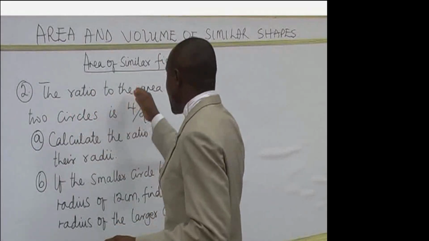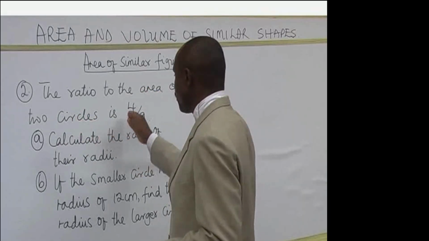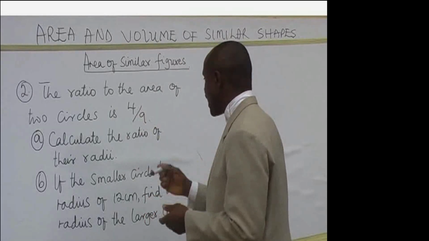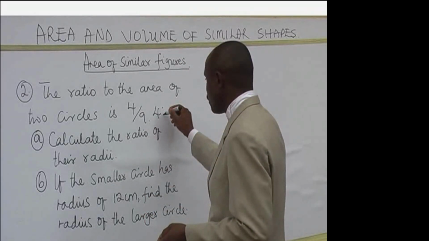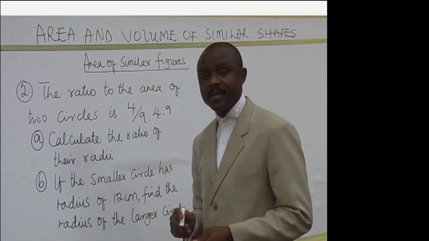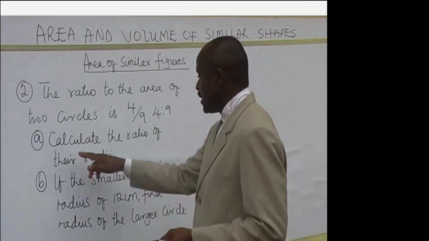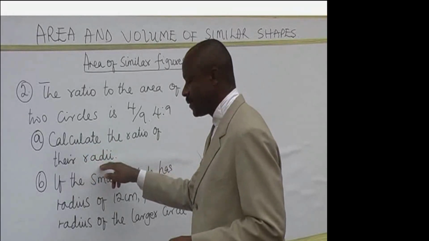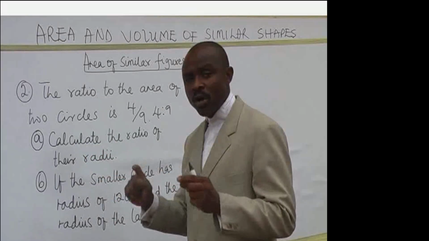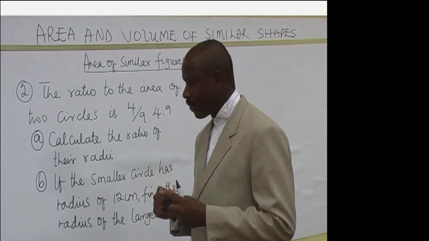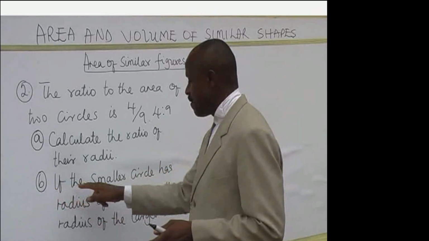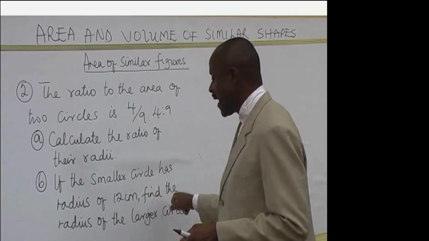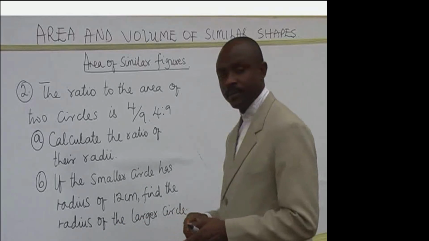The ratio of the area of two circles is 4 all over 9. This ratio could also be written as 4 is to 9. They mean the same thing. Then the question says we should calculate the ratio of their radii. Radii is the plural of radius. Question number B said if the smaller circle has radius of 12 centimeters, we should find the radius of the larger circle.